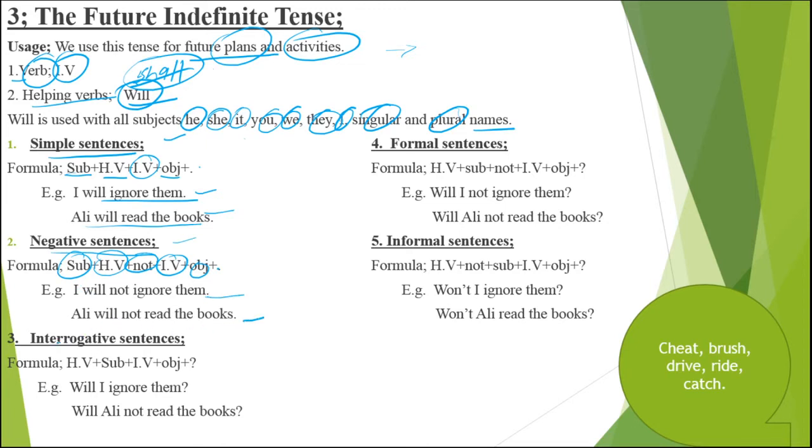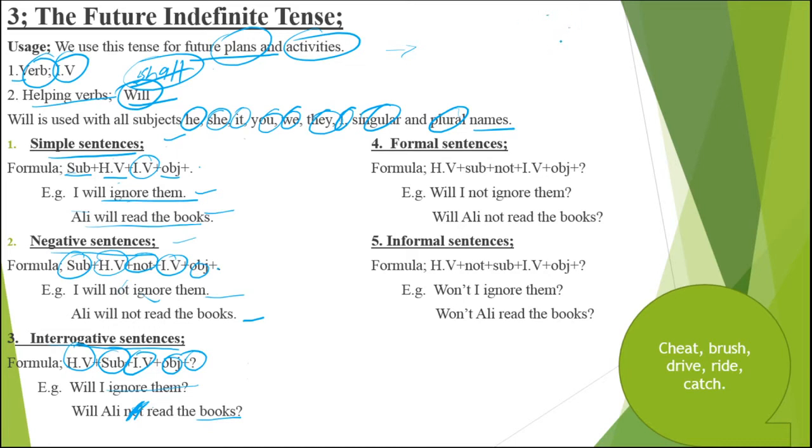In the same way we have got interrogative sentences, those sentences in which we ask questions. For asking questions, keep in your mind, we bring the helping verb at the beginning, after the helping verb the subject, then first form and then object. At the end we put a question mark. Will I ignore them? Will Ali read books? And that is known as your interrogative sentence.